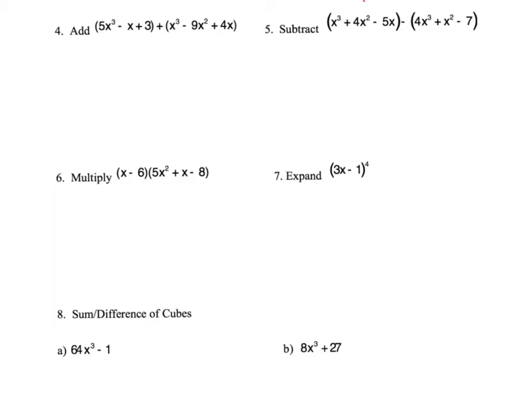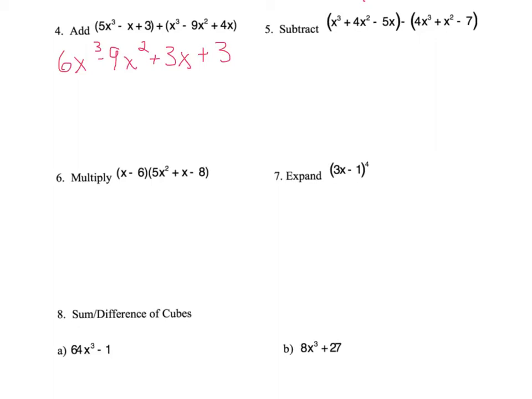Next, we want to add and subtract and multiply and expand some polynomials. So to add two polynomials together, all we need to do is combine like terms. So I have a 5x cubed and a 1x cubed, so that will give me a 6x cubed. And then I have just a minus 9x squared, and there's nobody to combine that with. And then I have a minus x and a positive 4x, so that'll be a positive 3x. And then I have just a plus 3, so he'll be in the back.